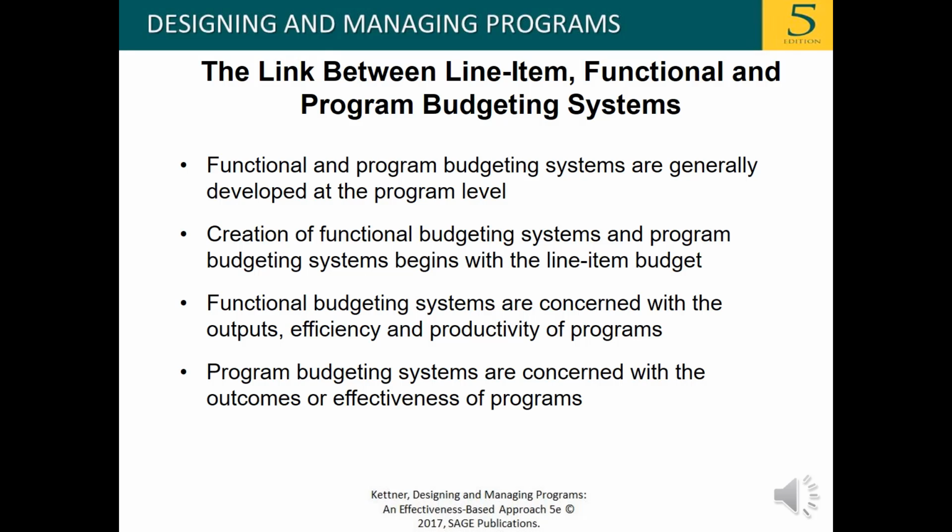There is a link between line item, functional, and program budgeting systems. Functional and program budgeting systems are generally developed at the program level. Creation of functional budgeting systems and program budgeting systems begins with the line item budget. Functional budgeting systems are concerned with the outputs, efficiency, and productivity of programs. Program budgeting systems are concerned with the outcomes or effectiveness of programs.